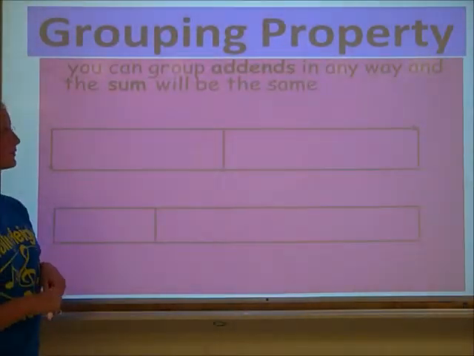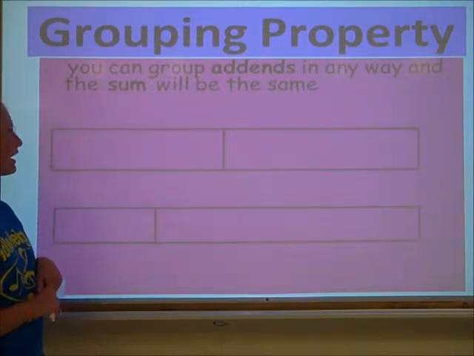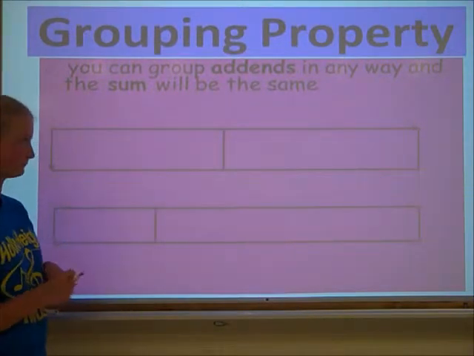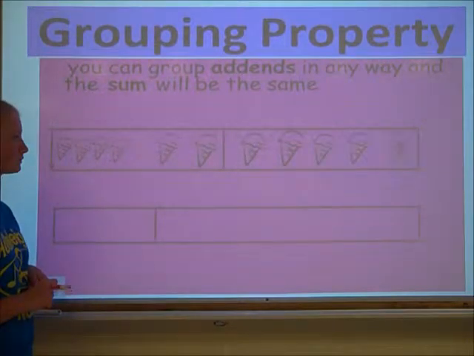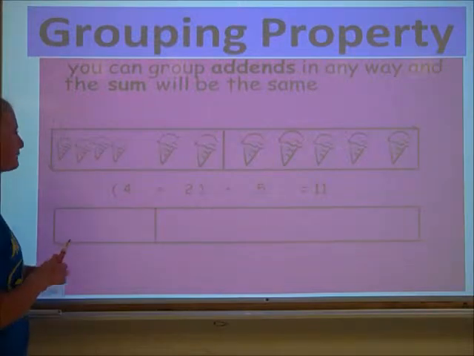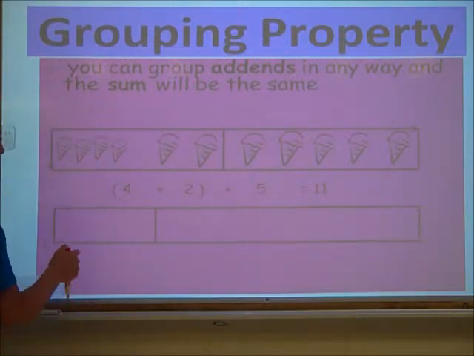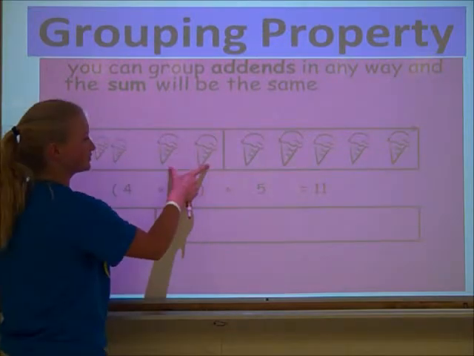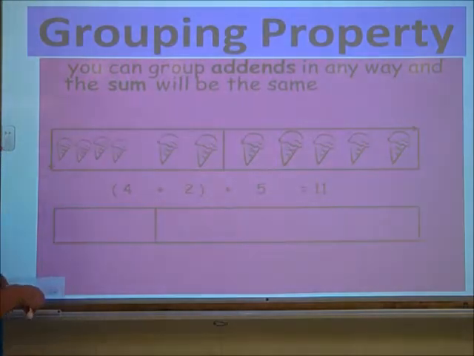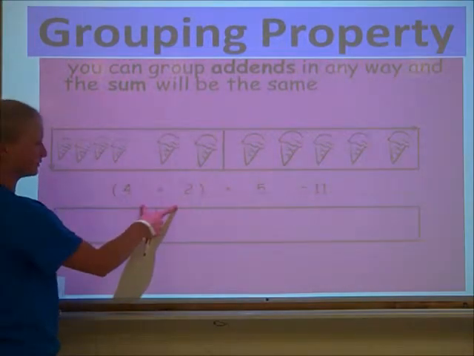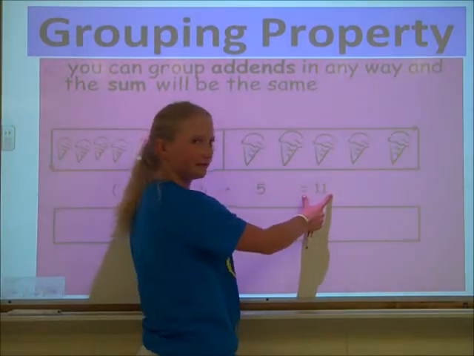So the next property we're going to learn is called the grouping property, which says you can group addends in any way and the sum will still be the same. So in this problem, we want to add all the ice cream cones together, and they're split up like 4 and 2 and 5, and those are our addends. So you can start by grouping together 4 and 2, which equals 6, and adding 5, and your sum is going to be 11.